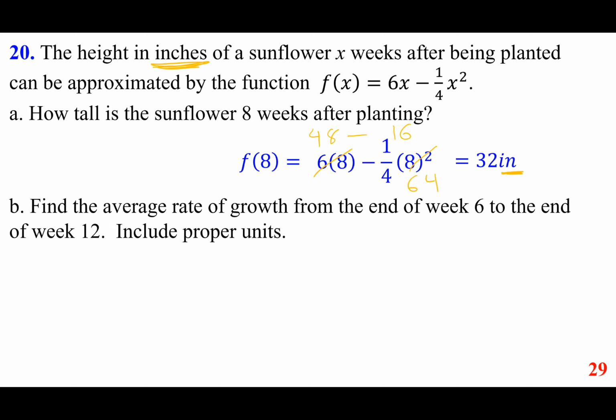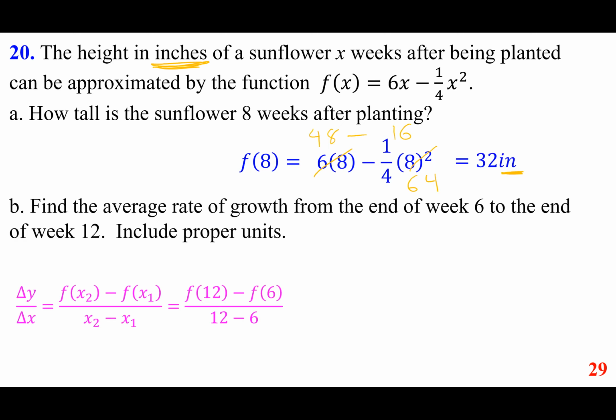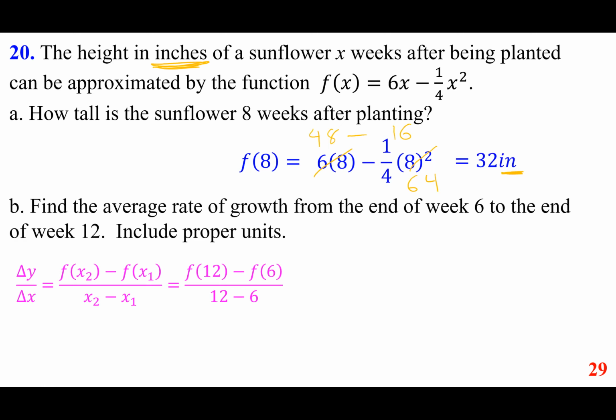Find the average rate of growth from the end of week 6 to the end of week 12. Include proper units. It simply means delta y over delta x, rise over run, f of x sub 2 minus f of x sub 1 over x sub 2 minus x sub 1, or f of 12 minus f of 6 over 12 minus 6. That's the meaning of it. So we plug in 12 and we plug in 6. So 6 times 12 minus 1/4 12 squared, minus we plug in 6, 6 times 6 minus 1/4 6 squared.